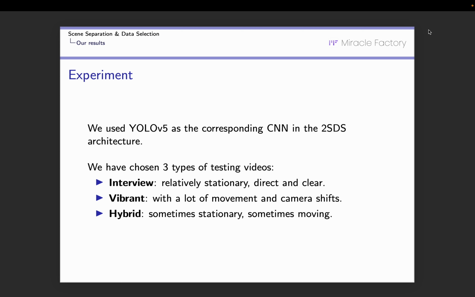And the second type is vibrant, which is the videos with a lot of movement and camera shifts. And we think that this type might hurt our algorithm because the 2SDS algorithm has been having a little bit of difficulty when dealing with very fast movement. And the third type is hybrid. So this essentially is somewhere between the interview and vibrant videos. It is sometimes stationary and it is sometimes moving.